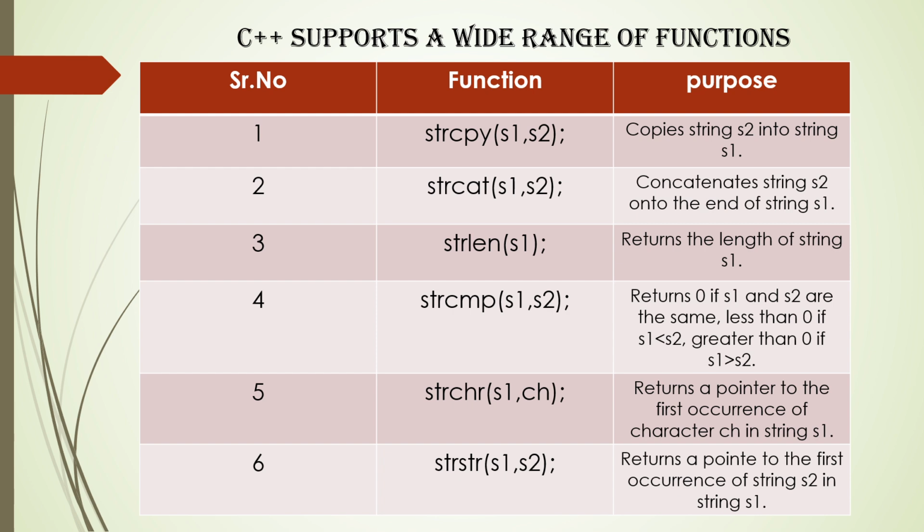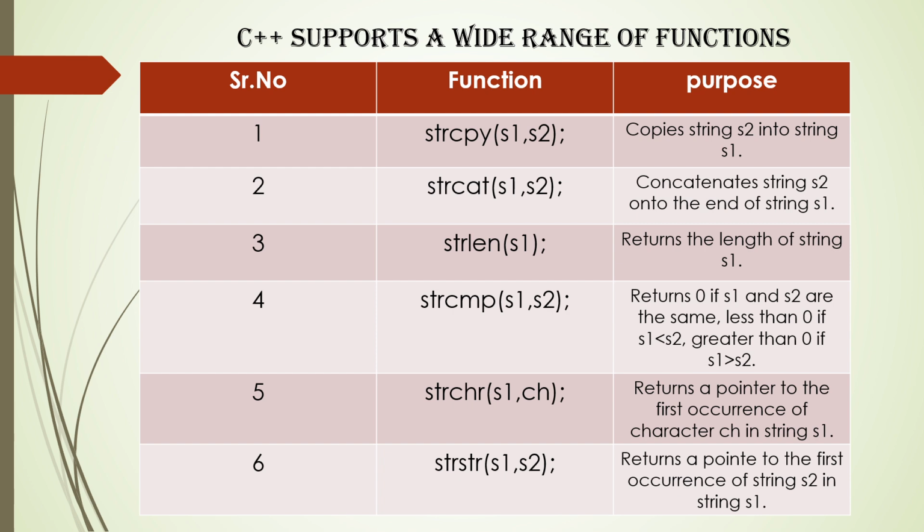Let's see. First is strcpy(s1, s2). It copies string s2 into string s1. Second is strcat(s1, s2). It concatenates string s2 onto the end of string s1. Third is strlen(s1). It calculates the length of string s1. Fourth is strcmp(s1, s2). It compares both strings, returning 0 if s1 and s2 are the same, less than 0 if s1 is less than s2, and greater than 0 if s1 is greater than s2.